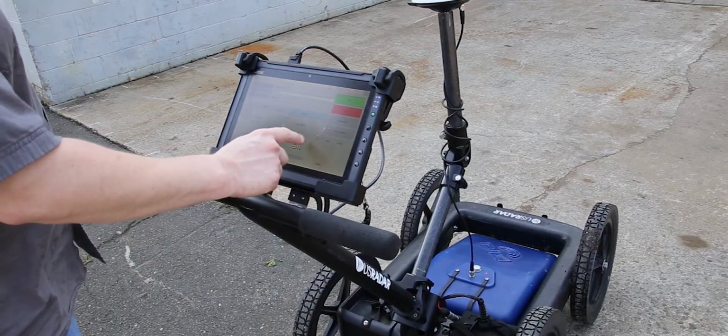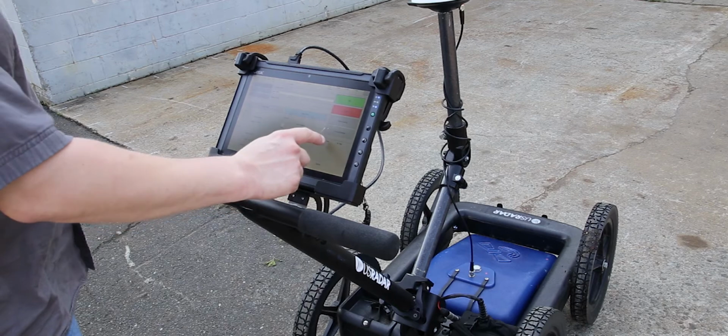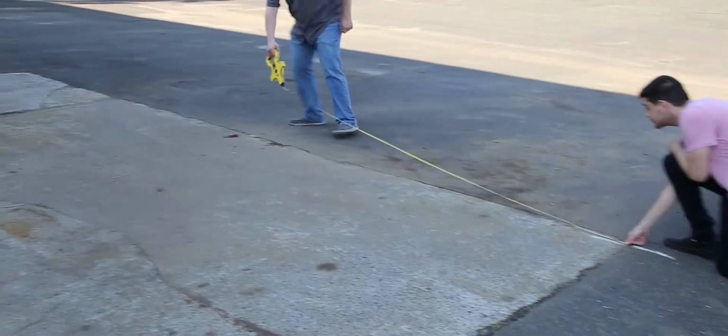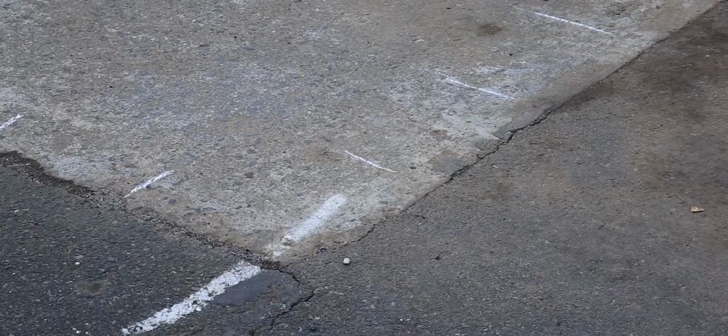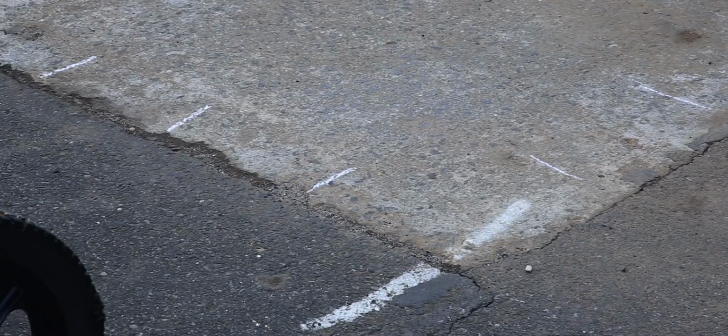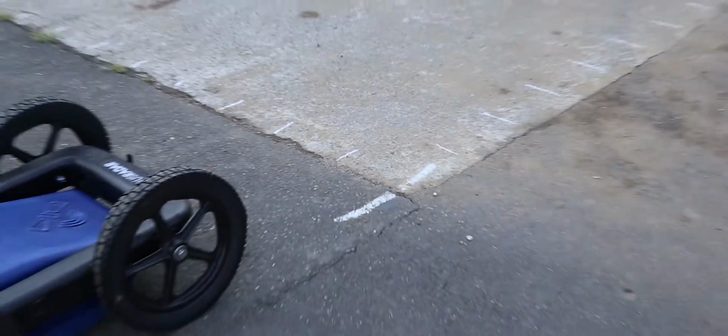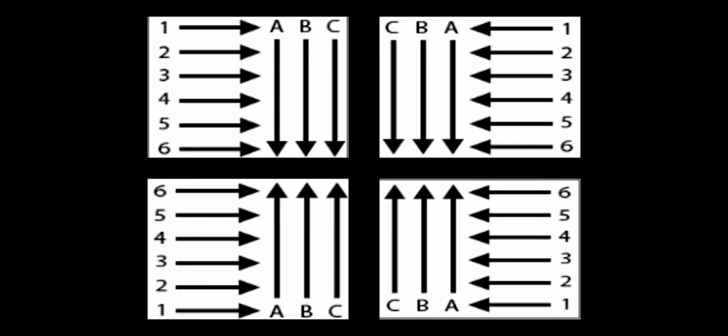Setting up a 3D grid. The first thing you will need to do is set up your zero line. This will be the line from which the rest of your grid is based off of. From there, you will need to determine your start corner. This will be where the first line of the survey will be located and in which direction your survey will be traveling. There are 4 options for this.